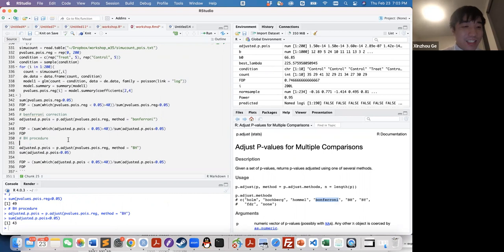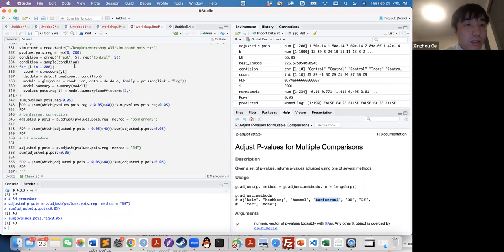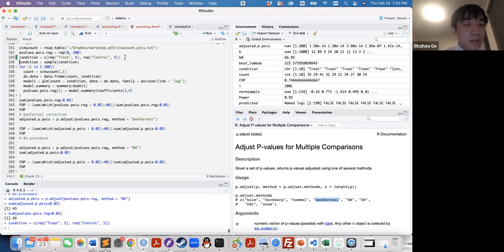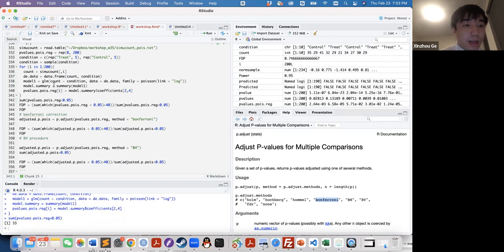Let me just double check whether everything is correct. I guess I made some mistake. Okay, let's just do this again. So we have 33 p-values below 0.05, and then we do the BH procedure.